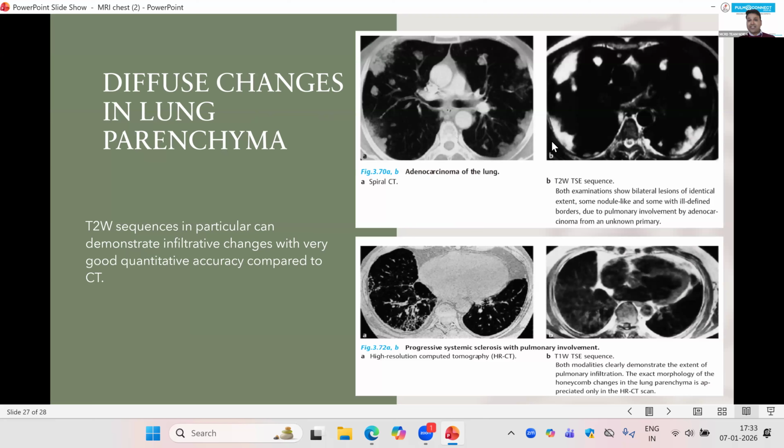And when it comes to parenchyma, HRCT is always better when screening for ILDs in sarcoidosis or scleroderma. And these are lesions in adenocarcinoma lung. Both show similar kinds of lesions. So HRCT is also good, and MRI of the chest is also equally good. But in parenchymal lesions, considering ILD, HRCT will always be the gold standard.